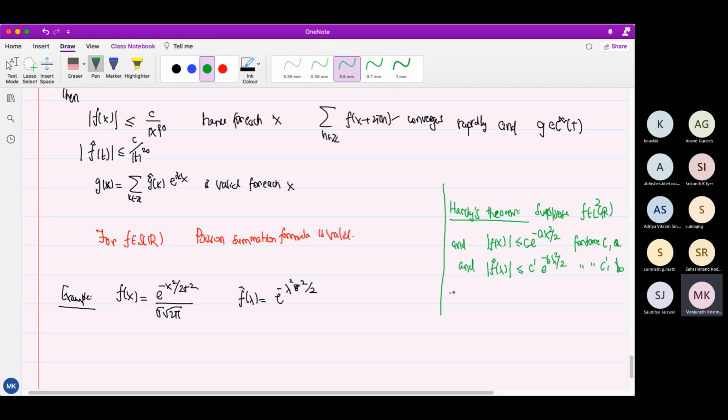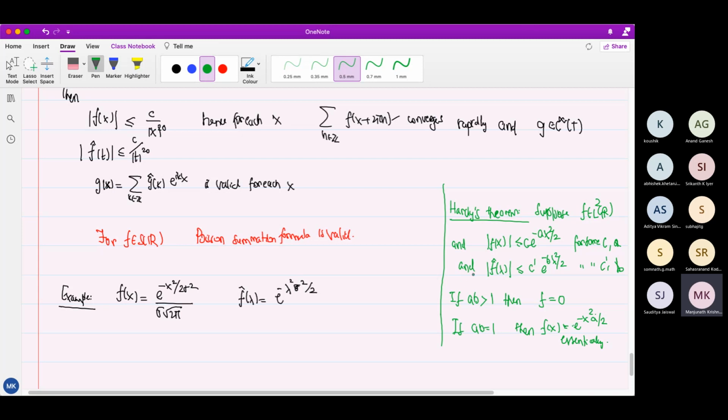So the claim is, if ab is bigger than 1, then there is no such function. F is constant 0. And if ab is equal to 1, then f must actually be a Gaussian, a constant multiple of it, essentially.